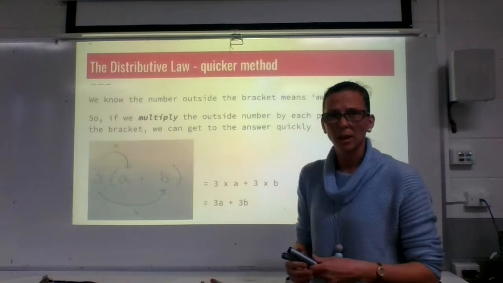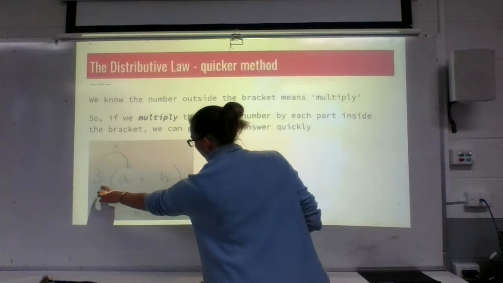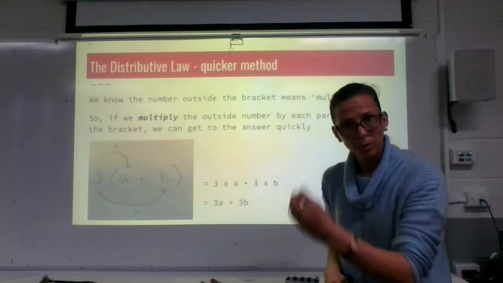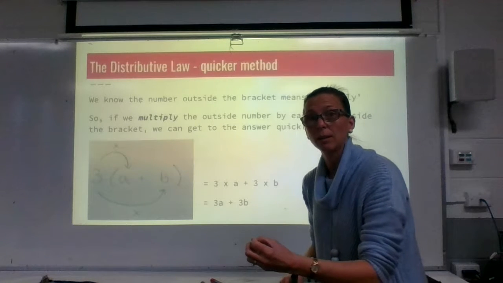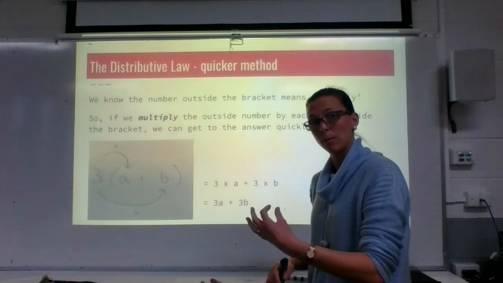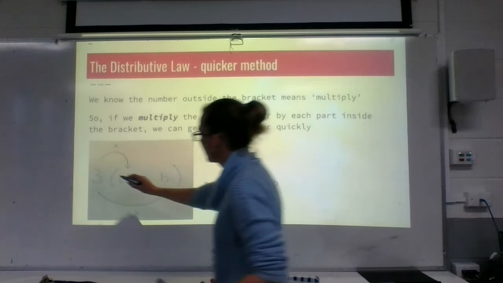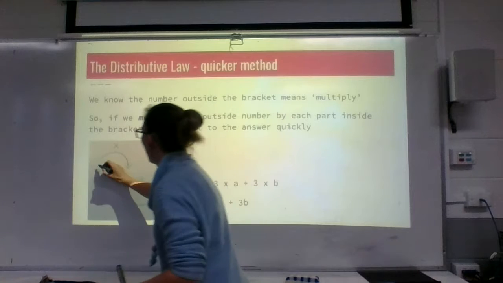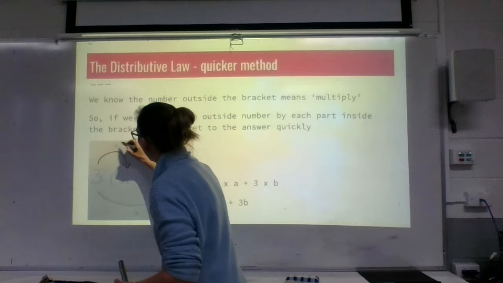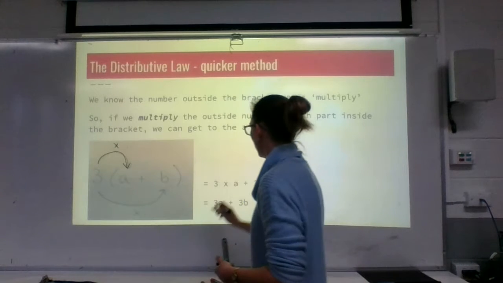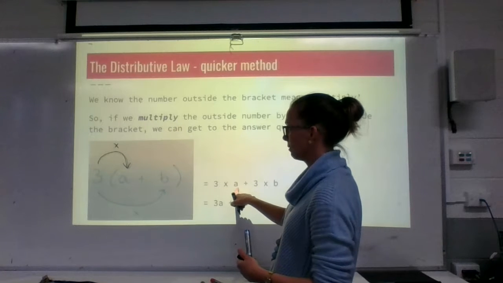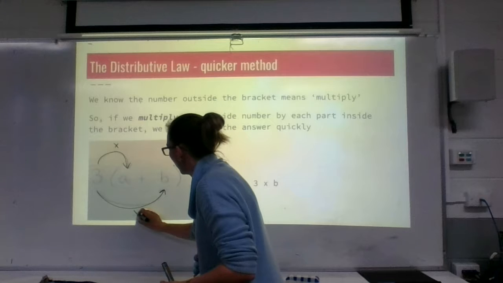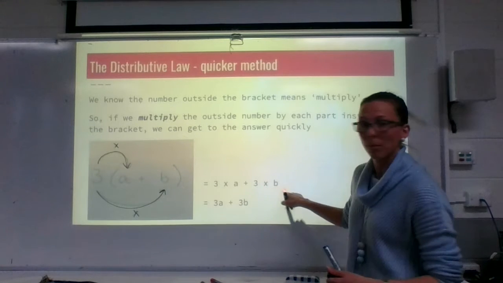Some people like to think of it like this. If I have 3 bracket A plus B, that 3 outside is multiplying. Okay, so this is a slightly quicker method. So this 3 is multiplying everything inside the bracket. So I have 3 times A, which is 3 times A. Then I have 3 times B, 3 times B.